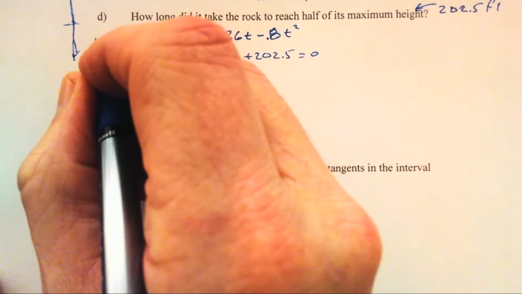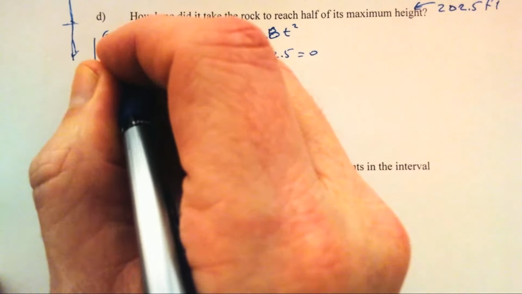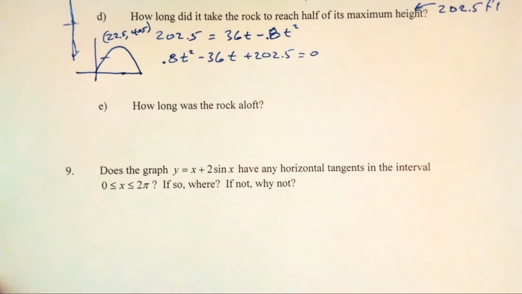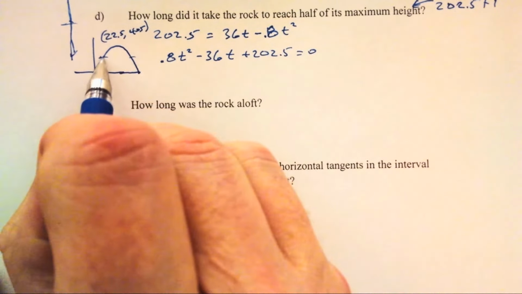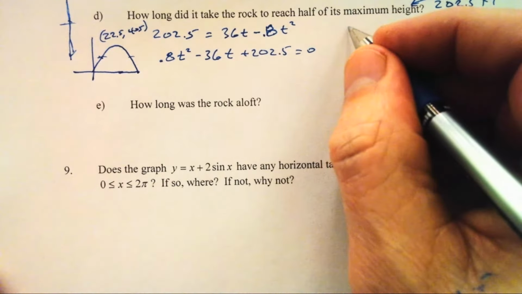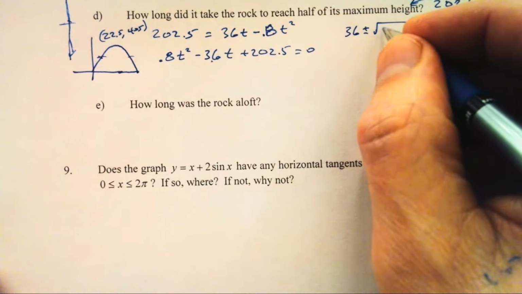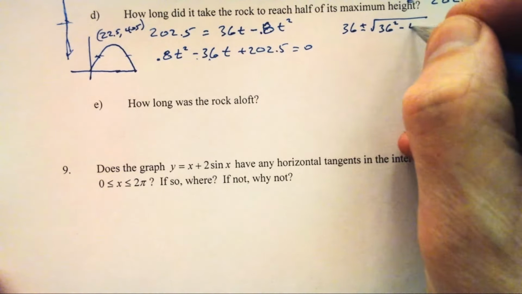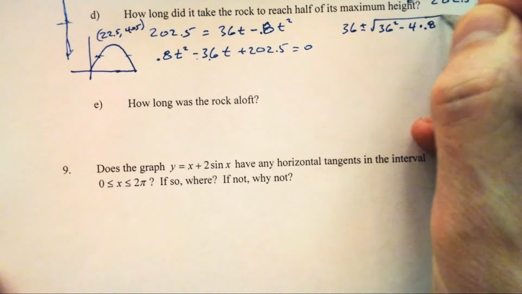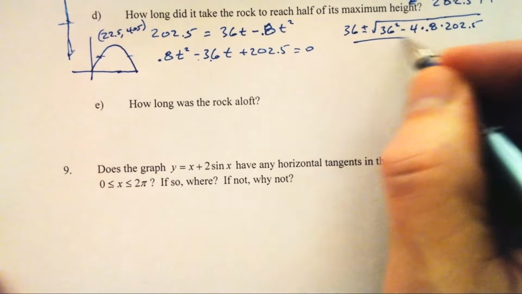I know it reaches, this might be useful for another problem later anyway, at 22.5 we have our max of 405. I'm trying to figure out when it hits half of that. So it hits it here, it hits it here, we're only looking to the one to the left. Opposite of b, 36 plus or minus the square root of b squared, 36 squared, minus 4 times a, 0.8, times c, 202.5, all on 2a.